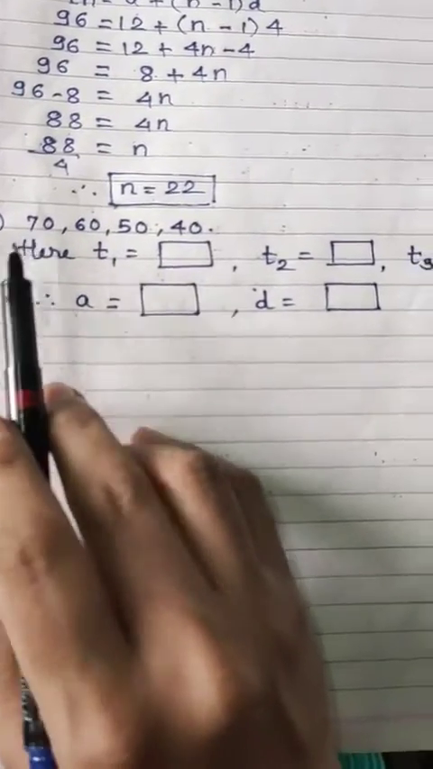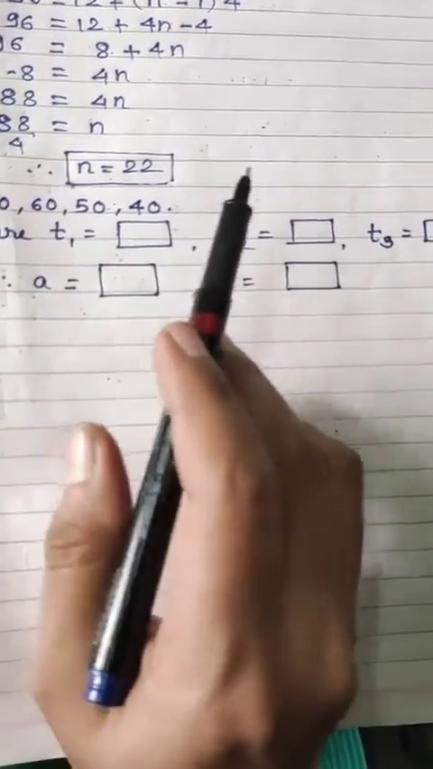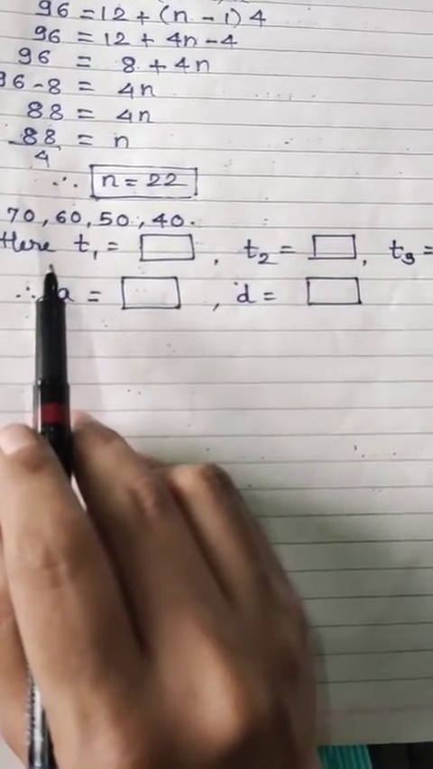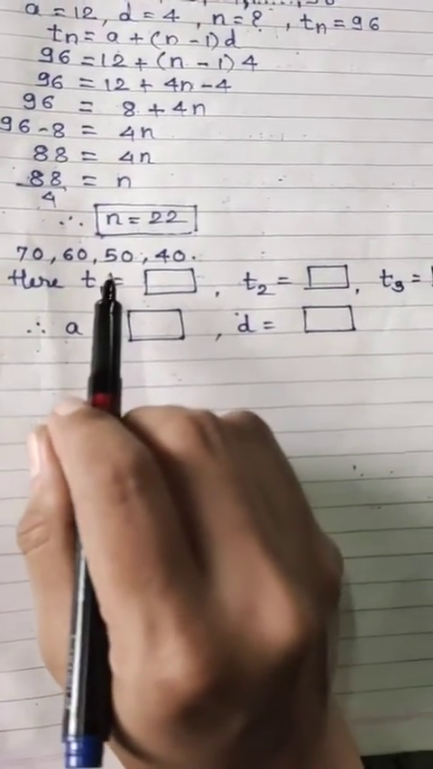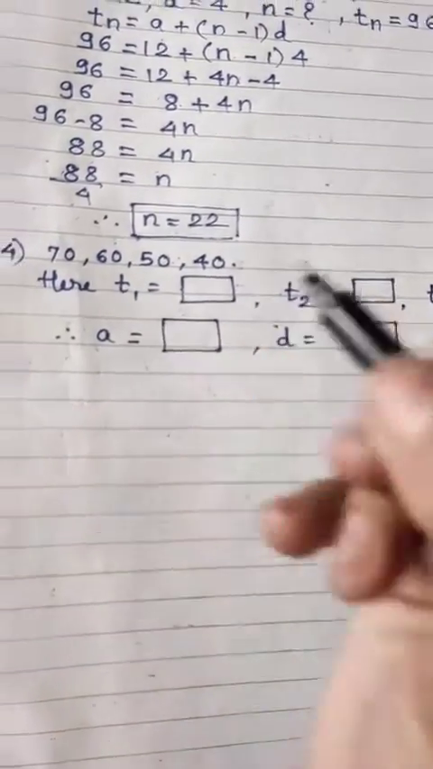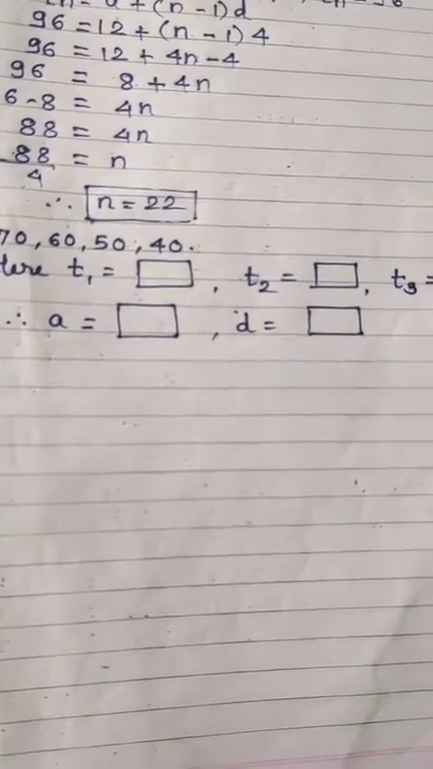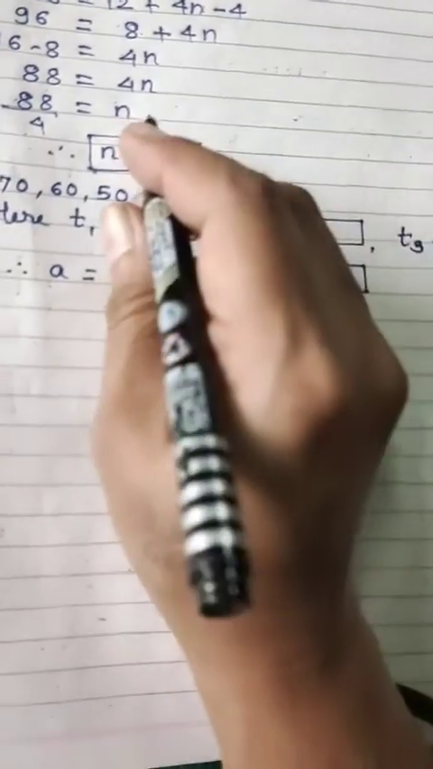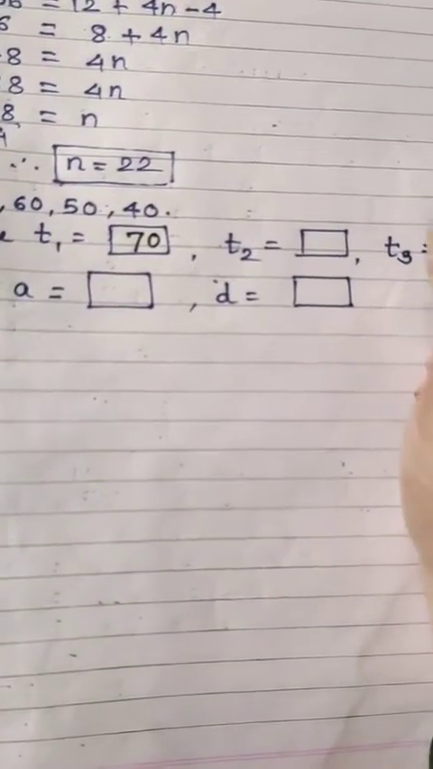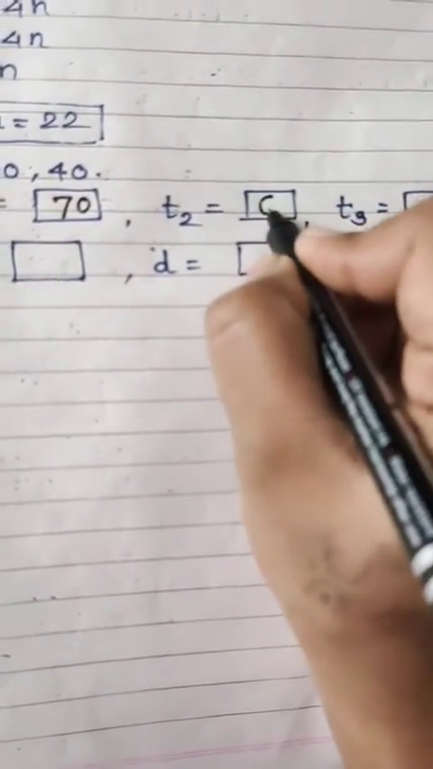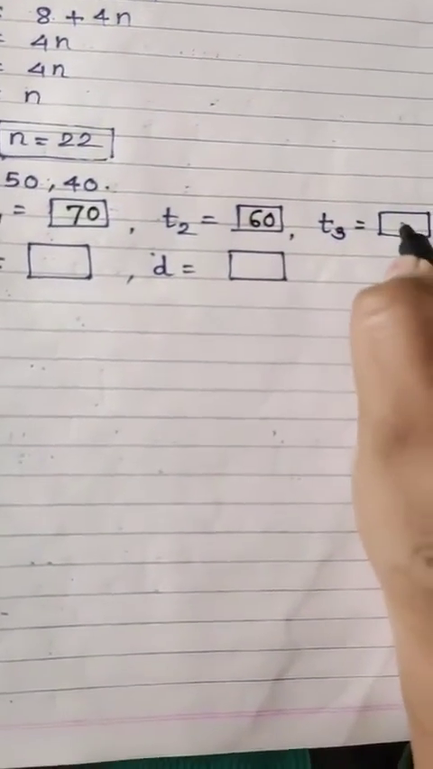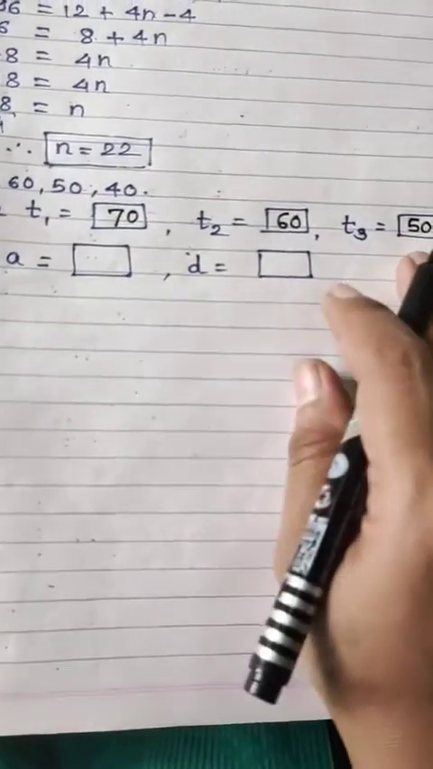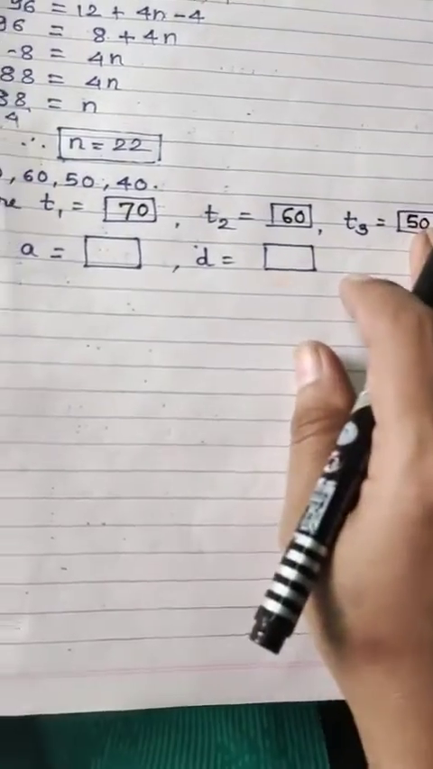The AP is 70, 60, 50, 40 and so on. This is an example from your exercise practice set. So now first we have to write down the value of T1. I will write here the value of T1 is 70. Value of T2 is 60. Value of T3 is 50. And the value of T4 we need not write, because they have not asked for it, only T1, T2 and T3.